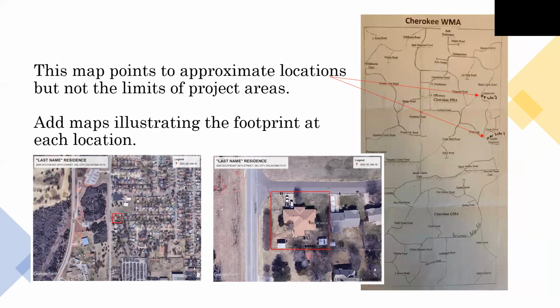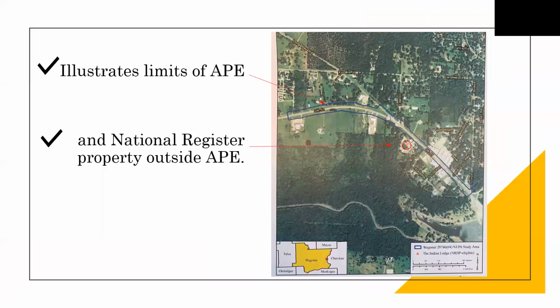The map on the right points to general project location areas, but doesn't illustrate the specific footprints at these locations. Additional maps illustrating the footprints would resolve the issue. This map illustrates the limits of the area of potential effect for a project and identifies a known historic property which is outside the area of potential effect.